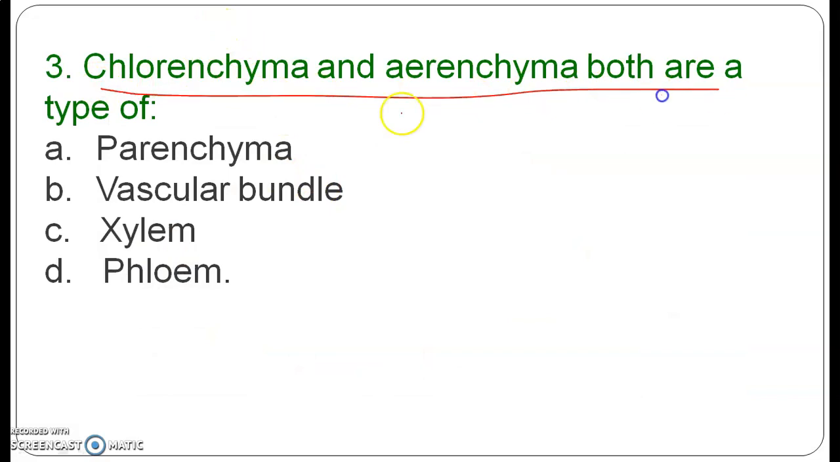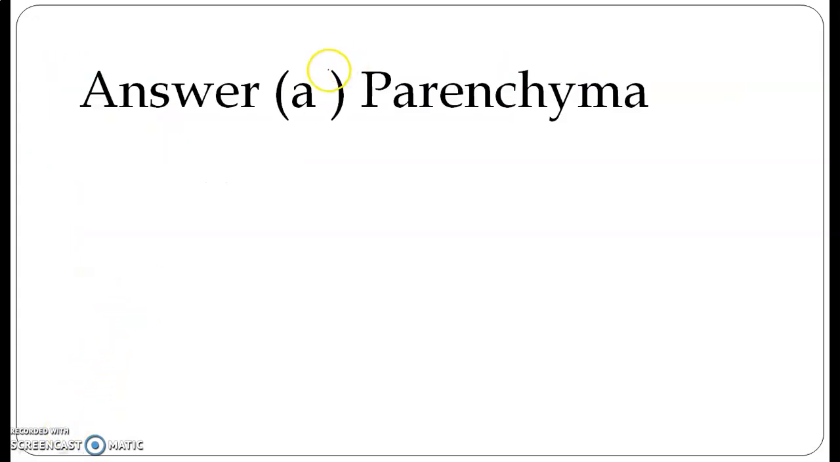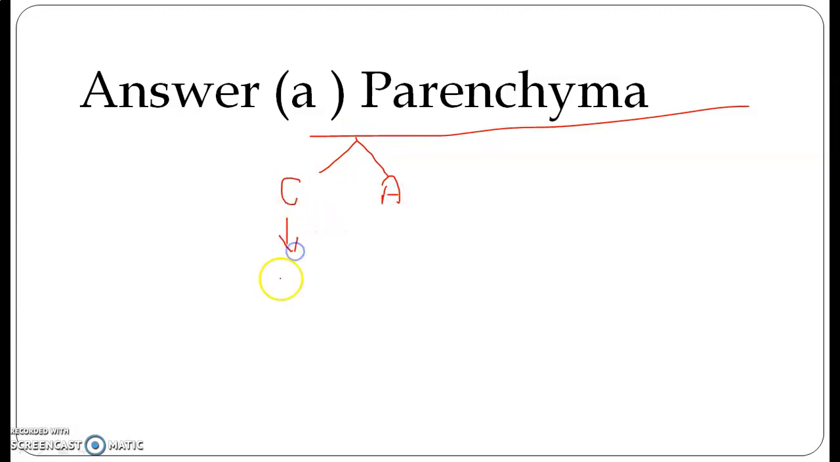Moving further, we have the third question. Chlorenchyma and aerenchyma are both a type of, and your options are A, parenchyma, B, vascular bundle, C, xylem, and D, phloem. So take your time, mark the right answer over here. Okay, the correct answer for this question is option A, that is parenchyma. You know very well that parenchyma is further categorized into two types, chlorenchyma and aerenchyma. Chlorenchyma cells contain chlorophyll pigment, responsible for photosynthesis, in which plants synthesize their own food, and that is the reason plants are termed autotrophs.